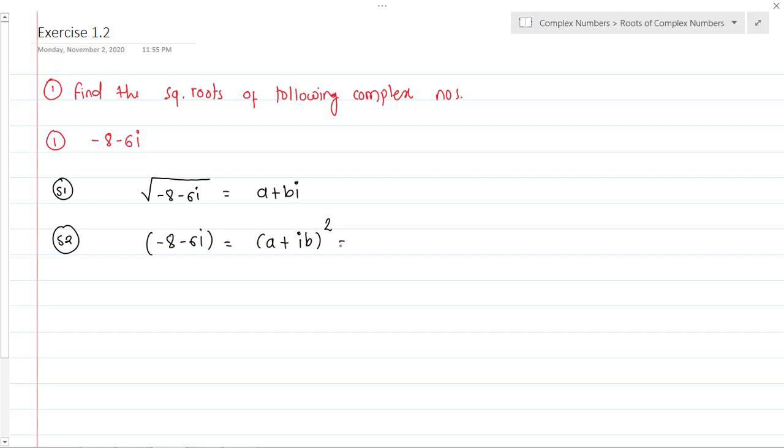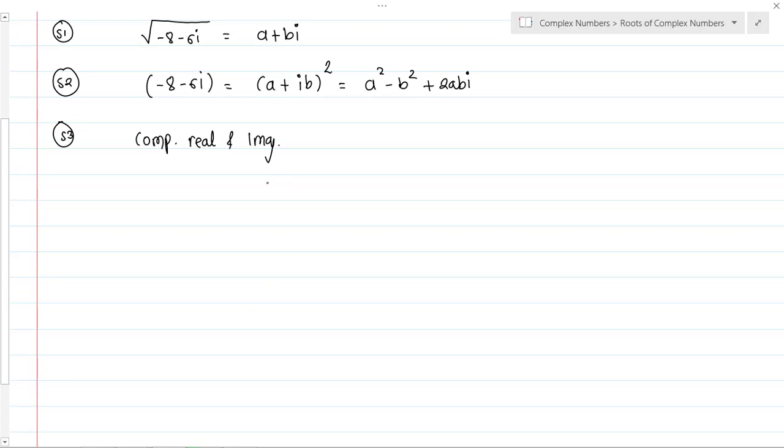Okay, so if I open this (a plus ib) whole square, what will I get? a square minus b square plus 2abi. Now let's compare the imaginary part and the real part. So step number 3 is, compare the real and imaginary parts.